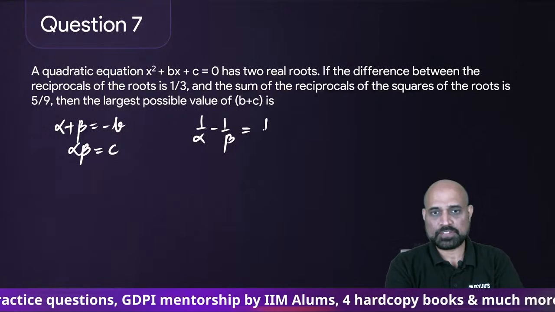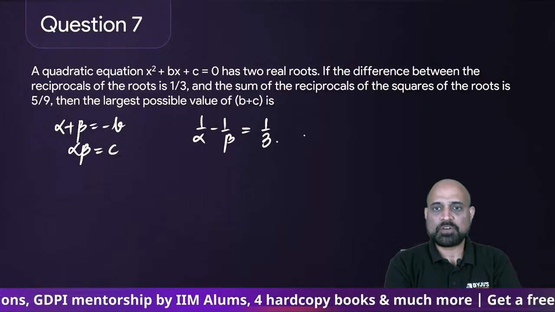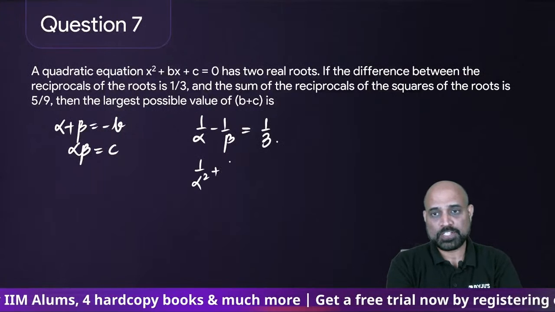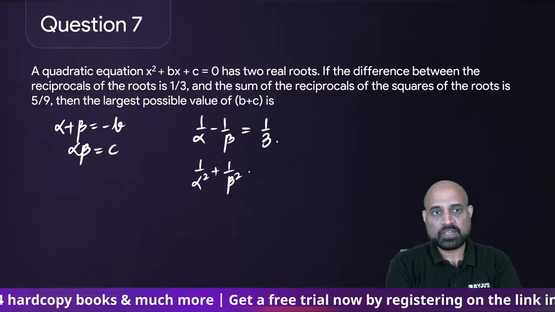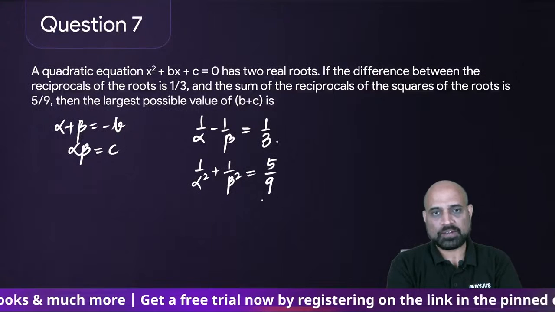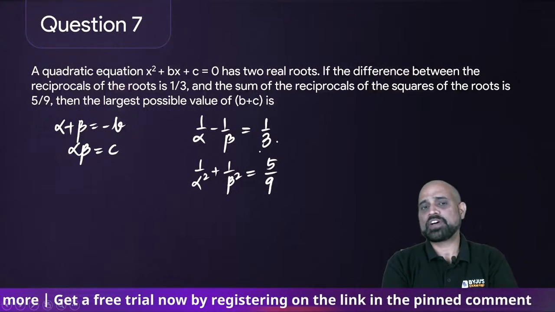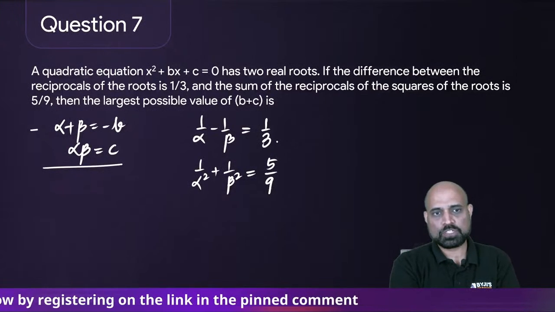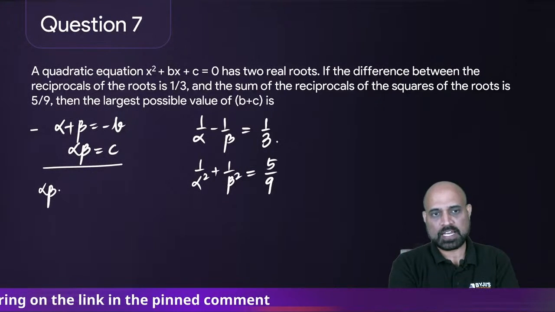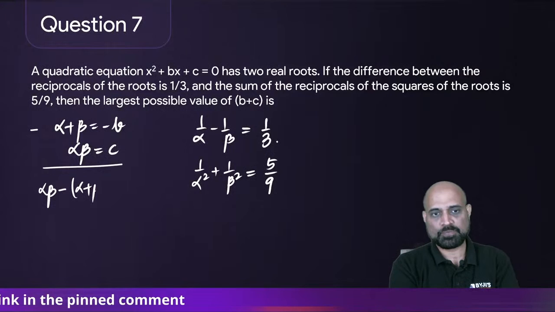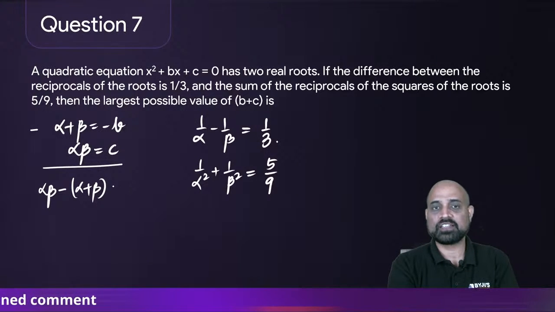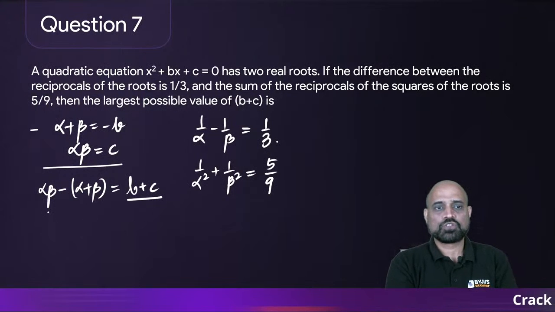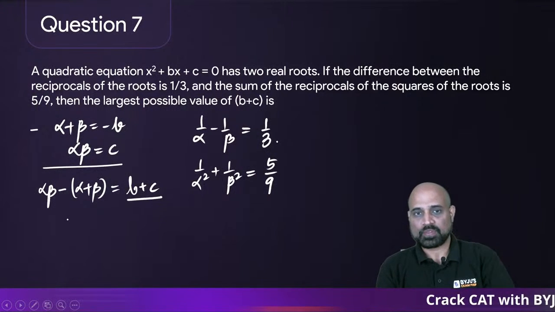So this is given as 1 by 3 and sum of the reciprocals of the squares of the roots. So 1 by alpha square plus 1 by beta square is given as 5 by 9. Then the largest possible value of b plus c is. अब देखो b plus c तब आएगा जब आप इसको इसमें से माइनस कर दोगे. So this will give us alpha beta minus of alpha plus beta and this will result in c plus b, or which is b plus c. ठीक है. So we need this particular combo.